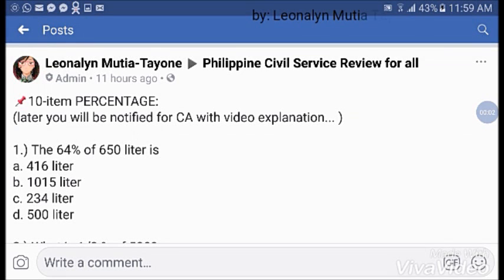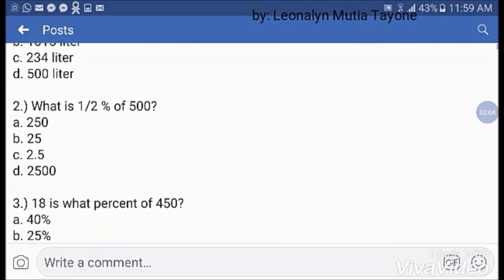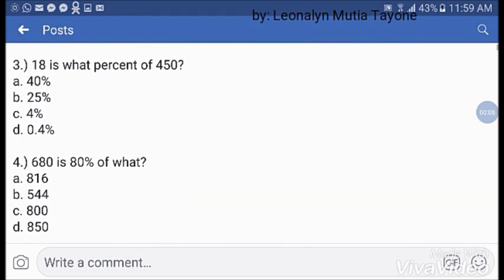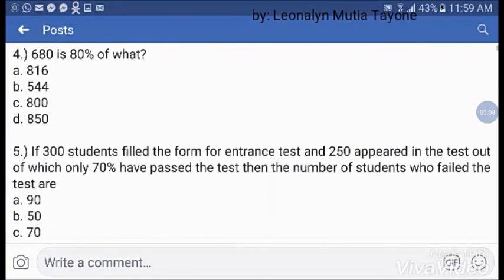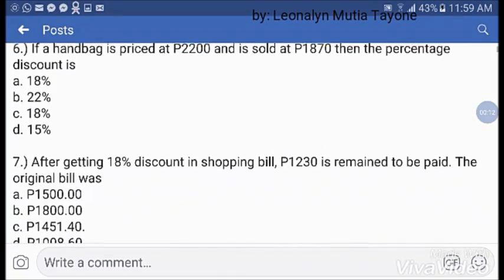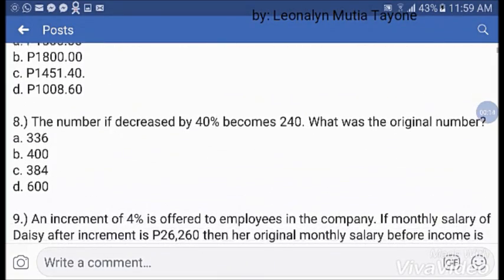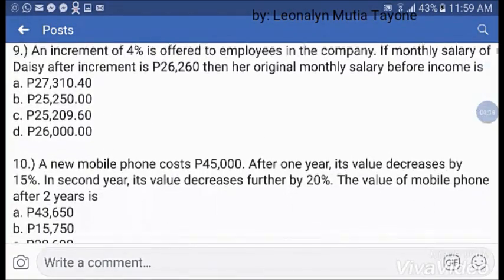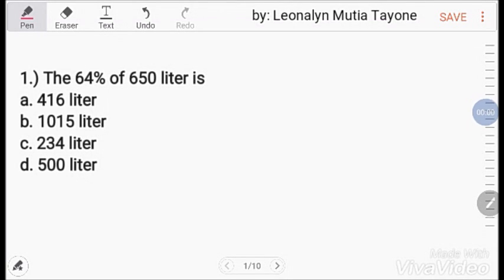Now, let's solve this 10-item math quiz, all about percentage. But pause every item and try to solve them first before you see our solutions. Number 1, 64% of 650 is what? Always remember, pag ganito ang mga tanong, ang "of" ay multiplication, ang "is" ay equal.